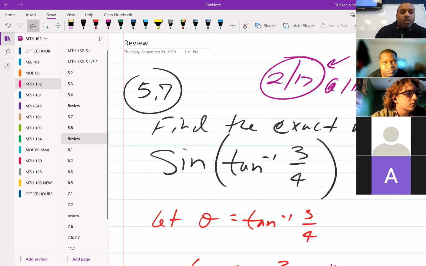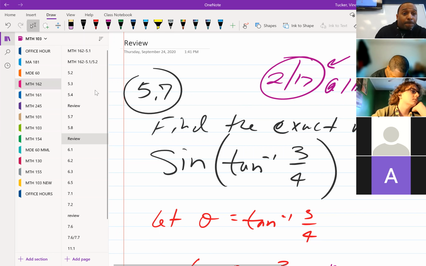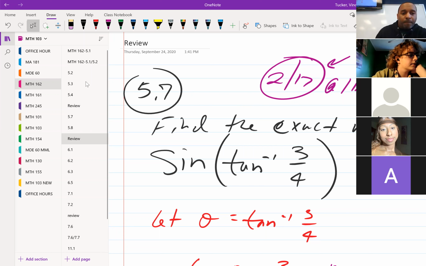Just to make sure I'm on the same page, the 17th is when all the homework, the review, and the test will be due, right? For chapter 5, yes. The test review is extra credit.